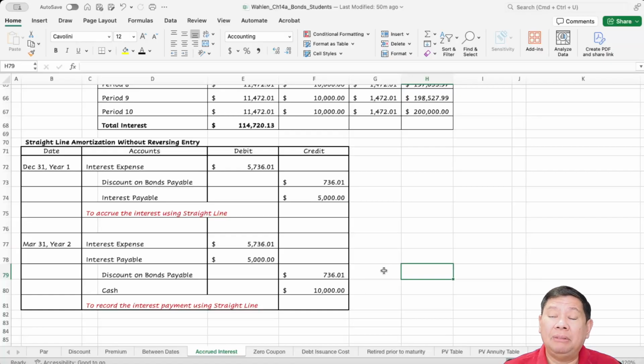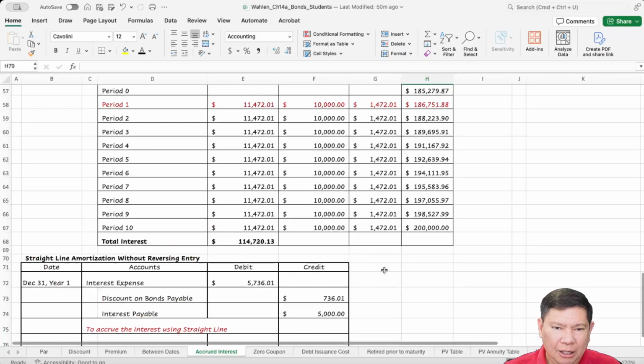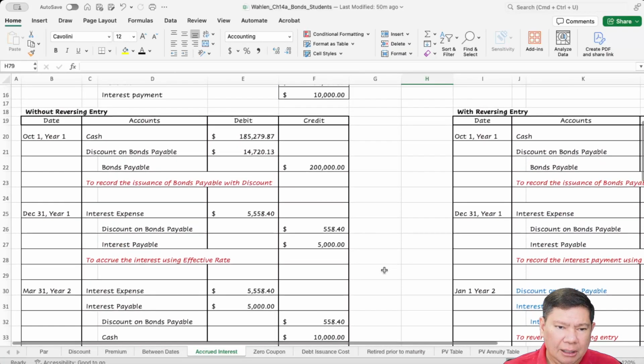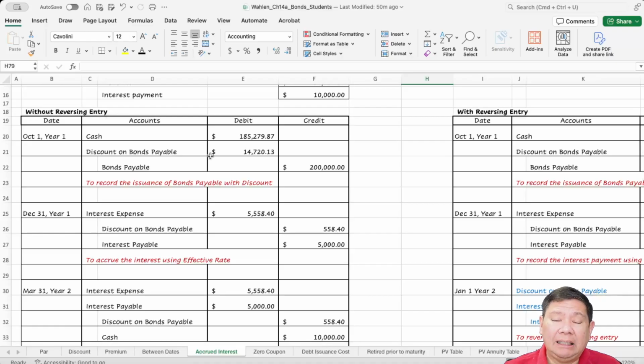At the end of the fiscal period, basically, we can use straight line amortization, we can use the effective rate method, we can use without reversing entry, or with the reversing entry.